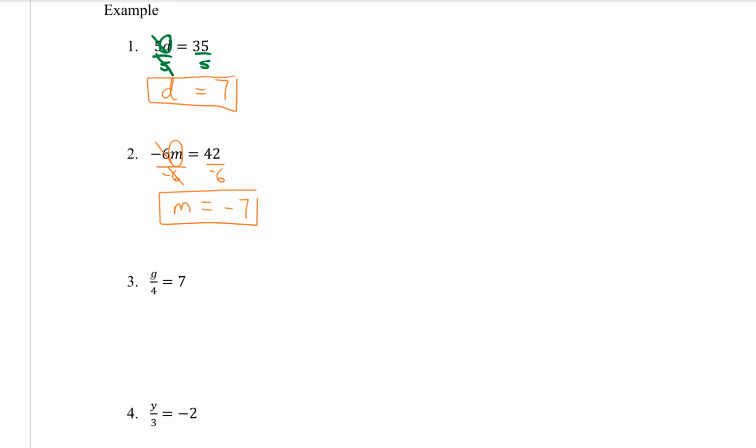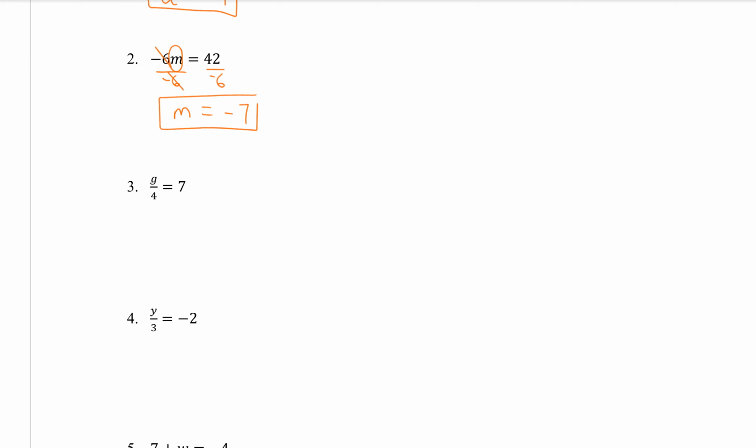Question 3, when you see the fraction, here's my G sitting on the top of the fraction. The 4 is on the bottom, which means that it's being divided. So the opposite's going to be times. Times by 4. Times by 4. Cross that off. G will be by itself. What is 7 times 4? 28. Get the idea?